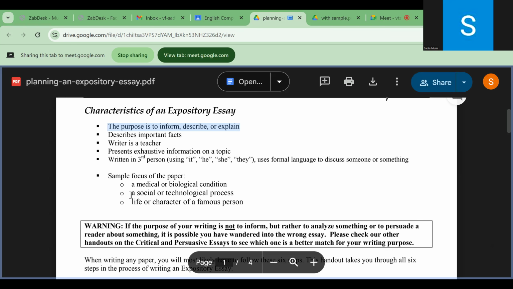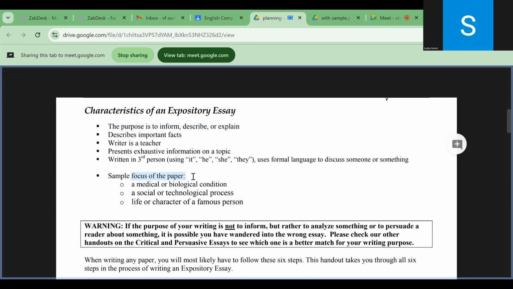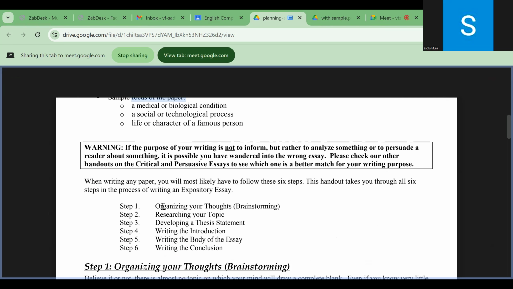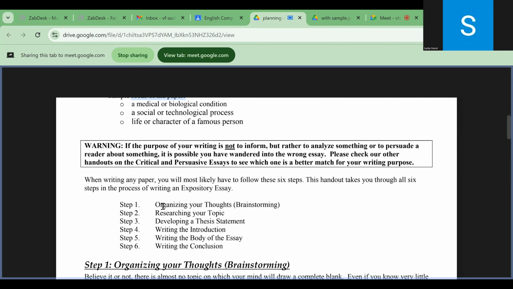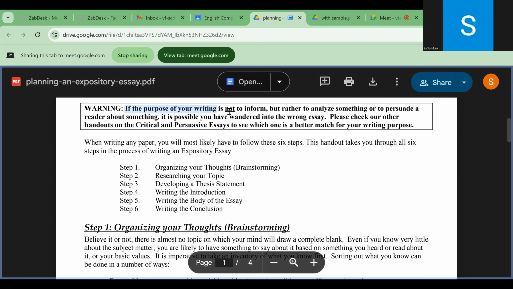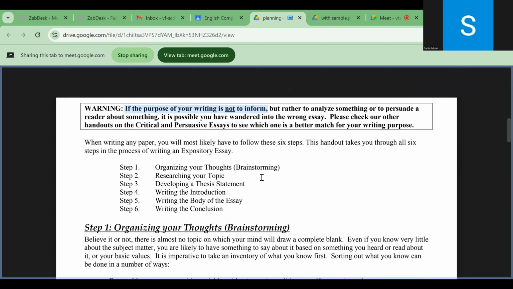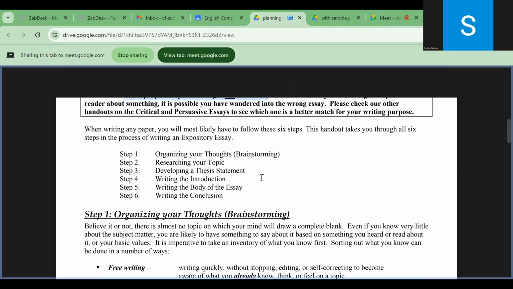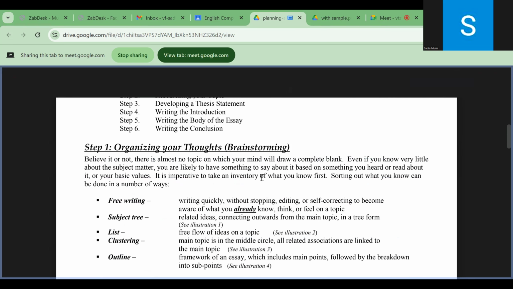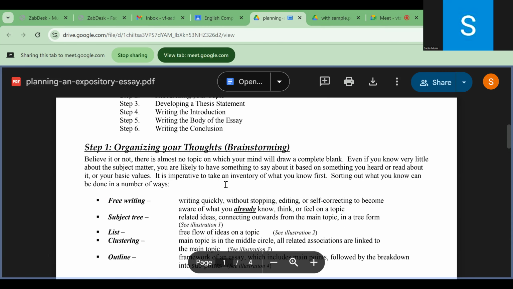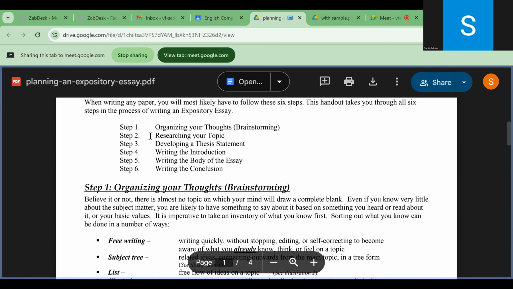Then definitely the sample focus of the paper is written here, but it's important that we go straight to the topic. If the purpose of your writing is not to inform, then it is better to use another type of write-up, right? Because this will be a wrong type of essay that you will be incorporating. So you have to decide on the basis of the topic what type of essay you have to write. Now look, when you are organizing your thoughts, you can go through these steps.